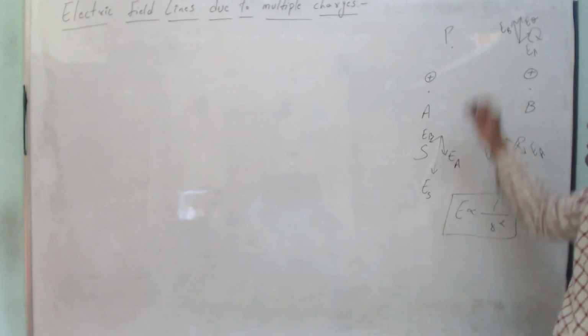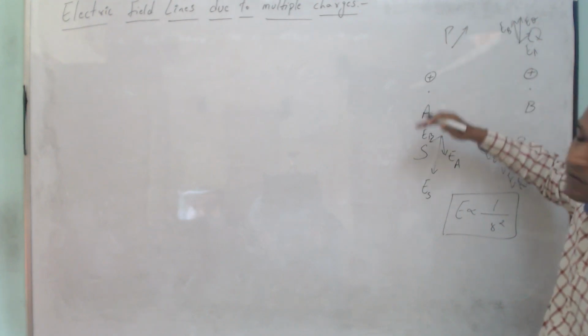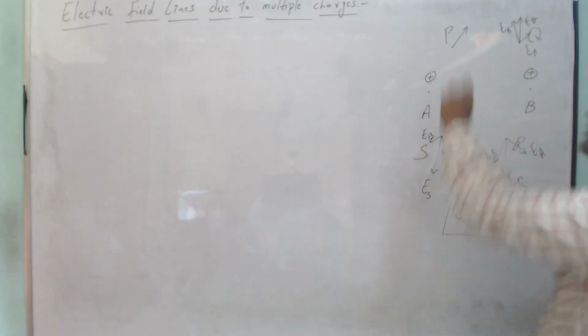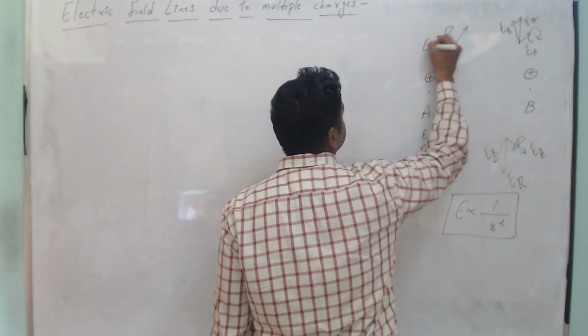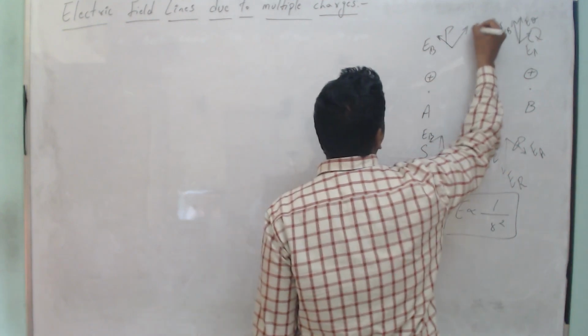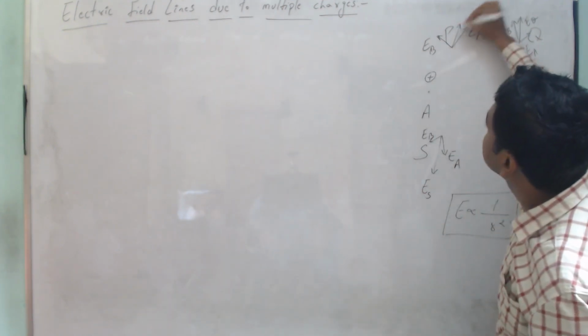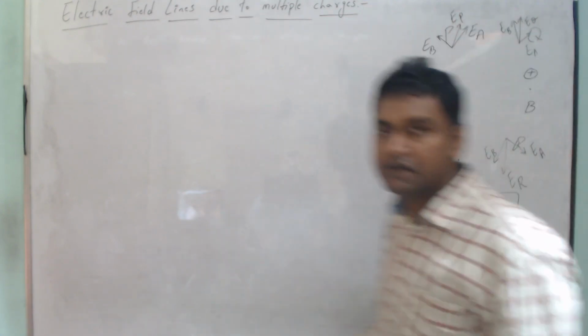Here, electric field due to A will have greater magnitude, because the positive charge field is directed away from it, and due to B will have smaller magnitude. So this is electric field due to B, this is electric field due to A, and the resultant of these two will be somewhere in this direction. This is the electric field, correct?